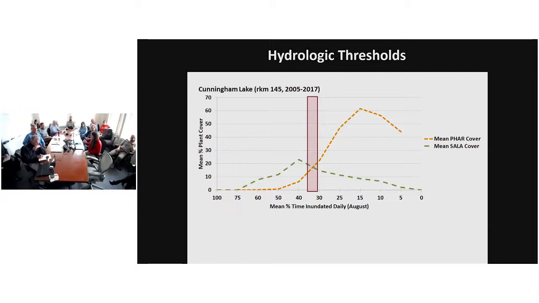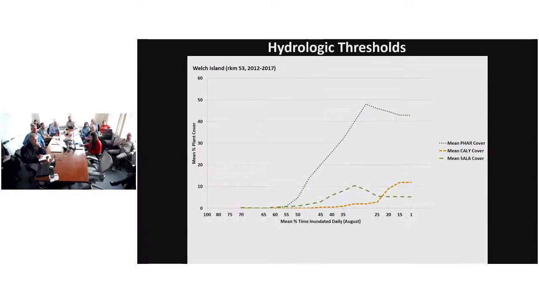So on average for the month of August, if it's flooded less than 30% of the time, you're going to probably get dominance by reed canary grass on that site. So instead of thinking about elevations, you should think about the hydrology on your site specifically, because that's really one of the primary drivers.